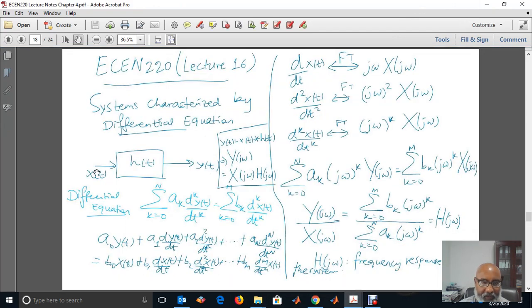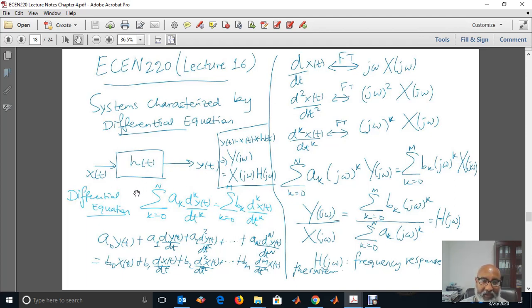So that means I have, for example, here my system h of t. H of t is my system. Remember what h of t is? H of t is called the impulse response of the system. I have an input x of t and I have an output y of t. In the previous chapters, in chapter 2, for example, we got the output by convolution: y of t is equal to x of t convolved with h of t. So it was a little bit complicated and tedious to do the flip, the shift, and so on, as you know.